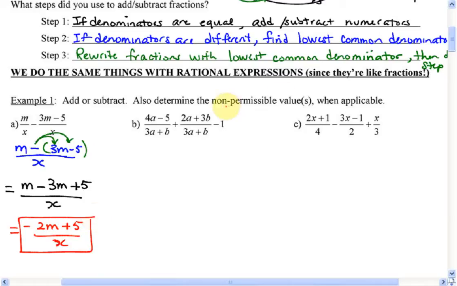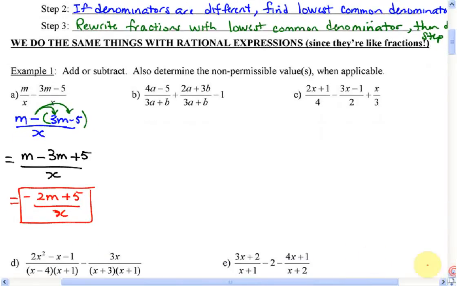By the way, I also asked you to find the NPVs, the non-permissible values. What is your non-permissible value for this expression here? What can't be equal to 0? That's right. X, your denominator, can't be equal to 0. Done. Okay? That's part A. Easy? Okay. Part B.